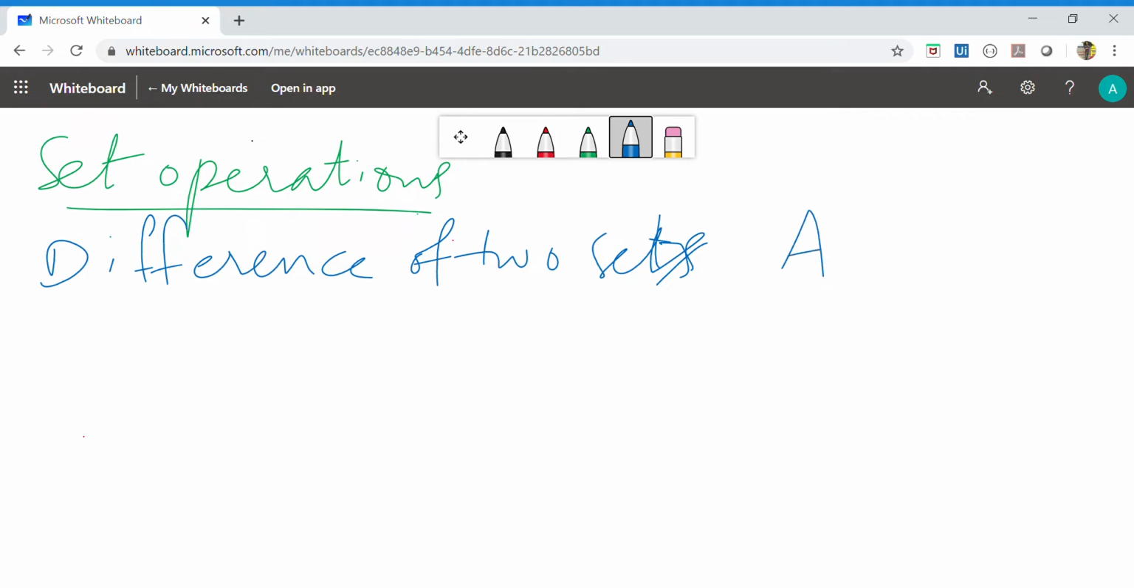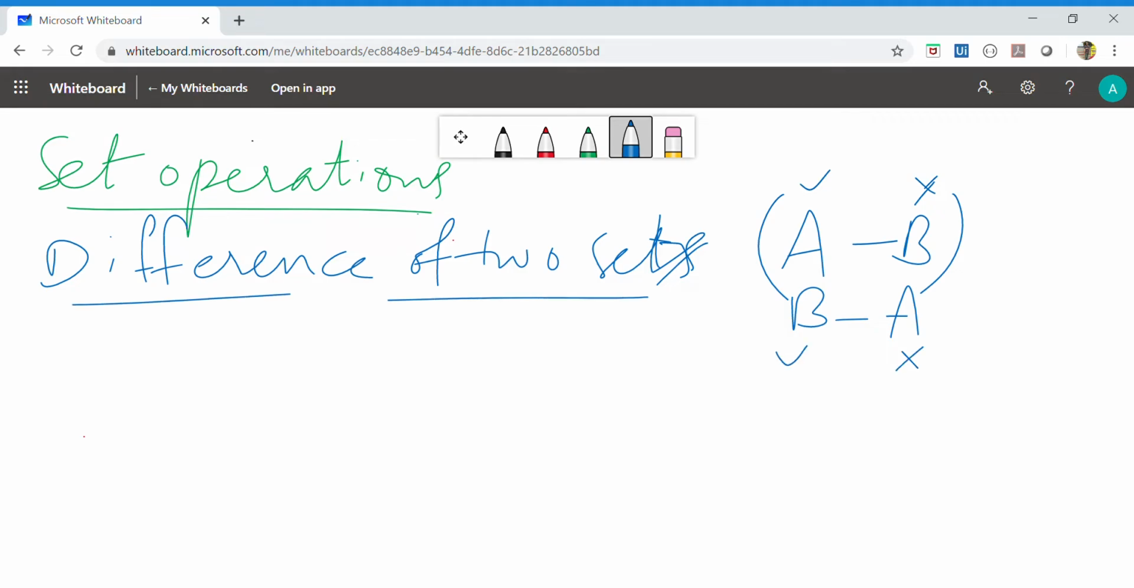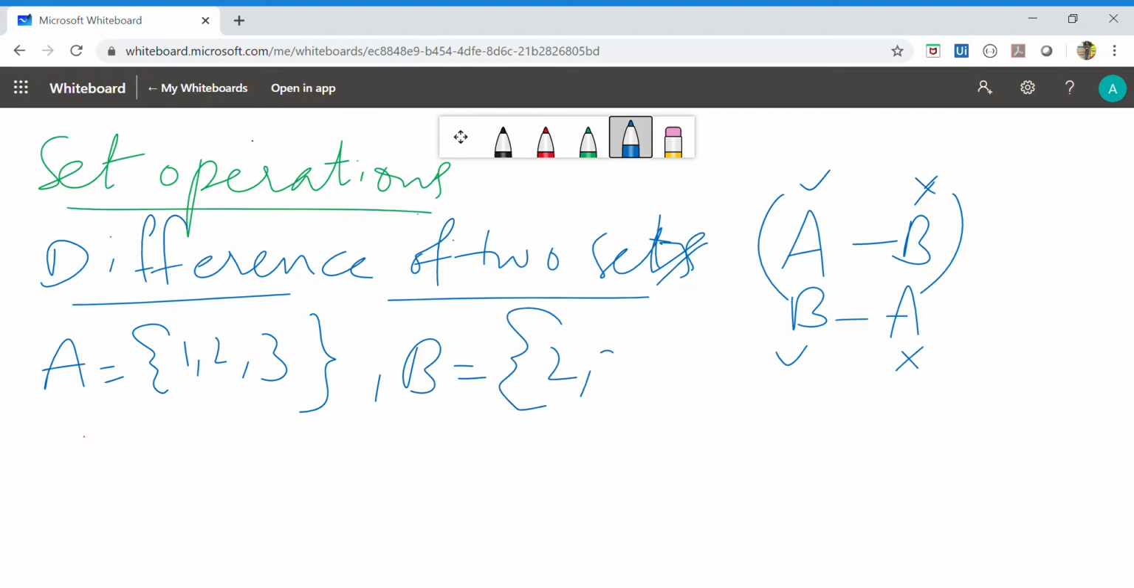The difference of sets is represented by A minus B or B minus A. Minus will represent it as minus. That means the elements which belong to the set A and do not belong to the set B. In the second case, the elements which belong to set B and do not belong to set A. For example, suppose A is equal to the set {1, 2, 3} and B is equal to the set {2, 3, 4, 5}.